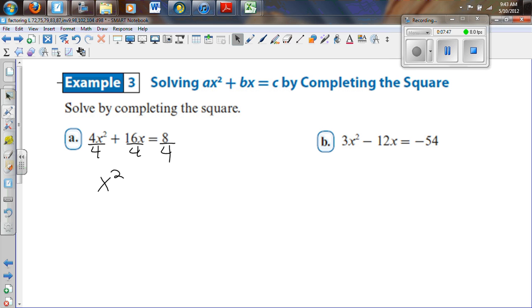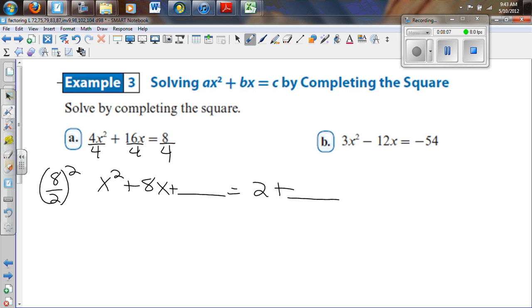So x squared plus 8x, and then I'm going to leave my plus my space here, equals, how about 2 plus something else. And so what number goes in there? Well, I'm going to take 8 divided by 2, and I'm going to square it. So 4 squared is 16. So 16 on both sides here.